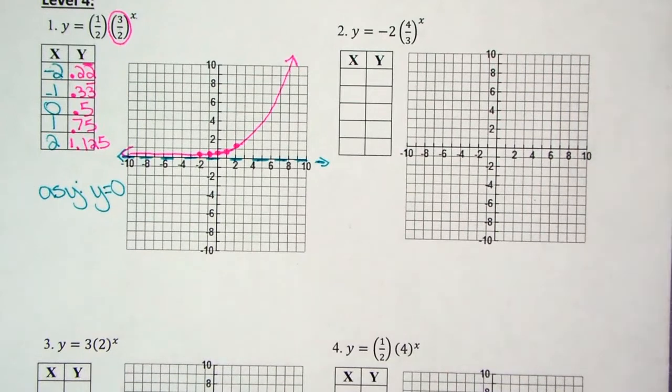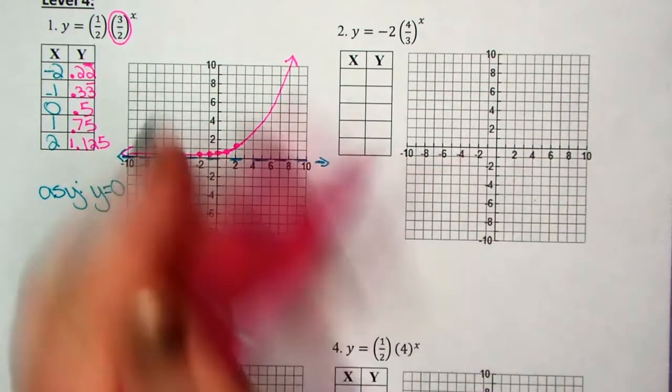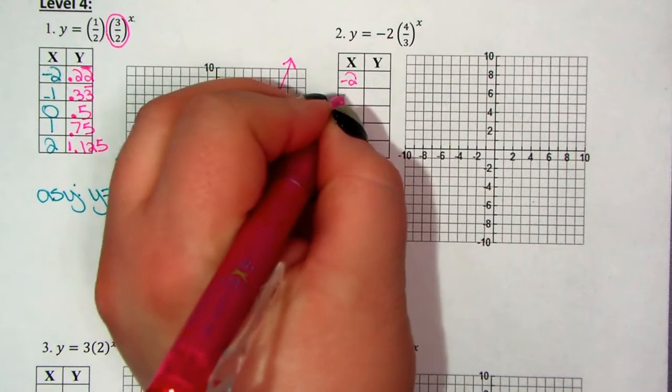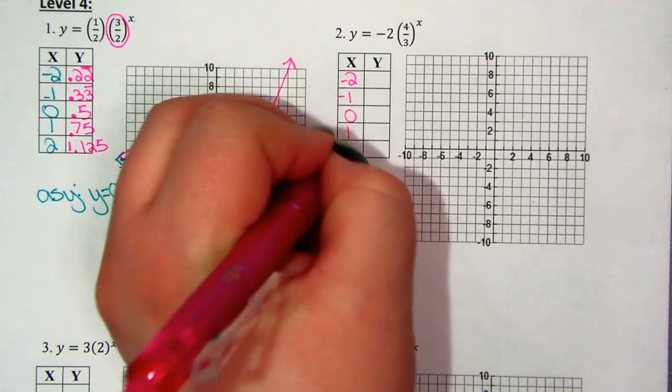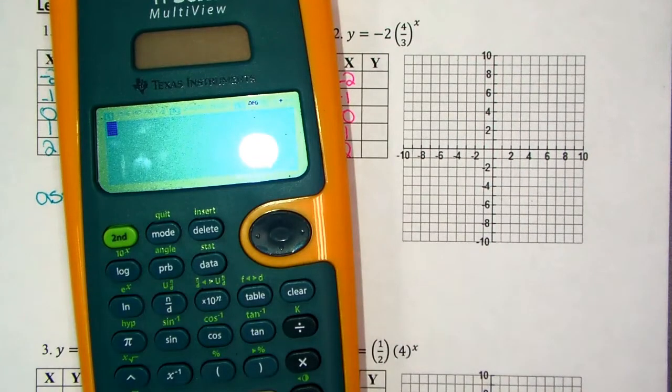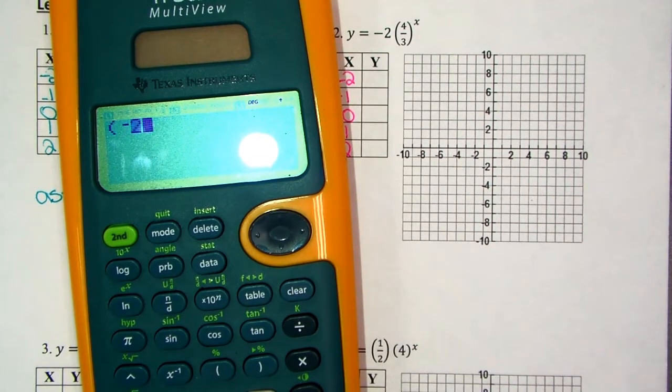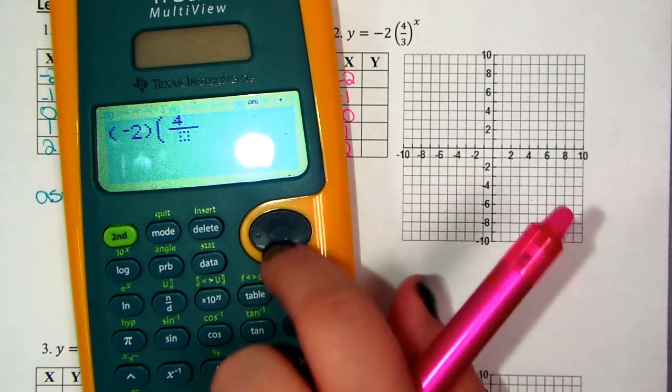Number 2. Automatically, we want to do -2, -1, 0, 1, and 2. And we'll type into our calculator -2 times n over d, 4 over 3.